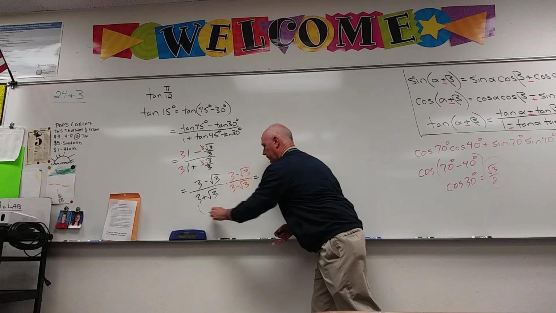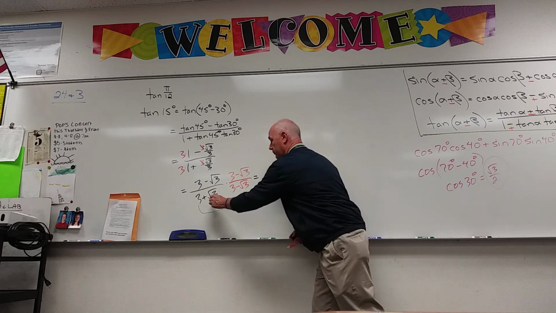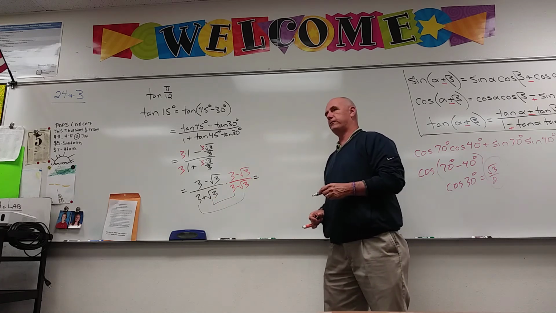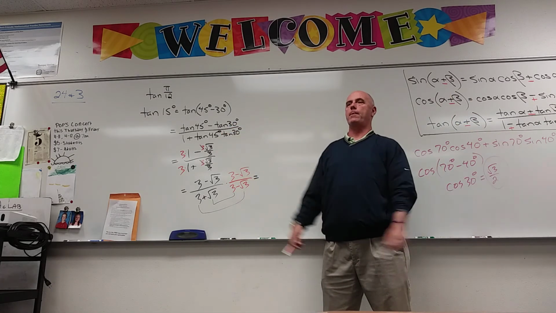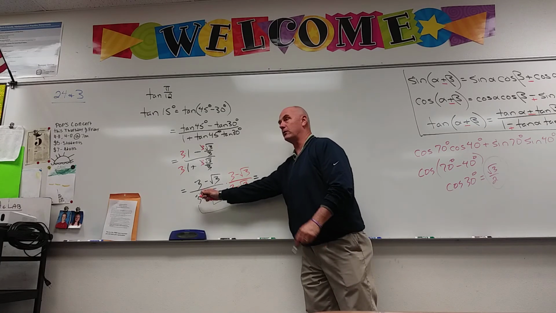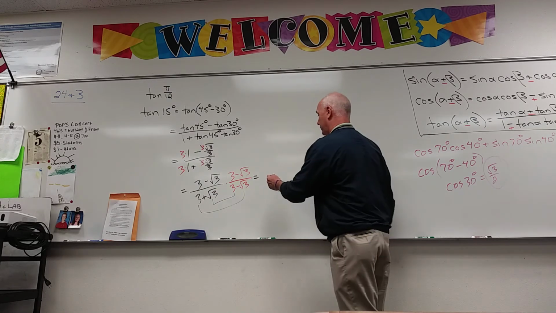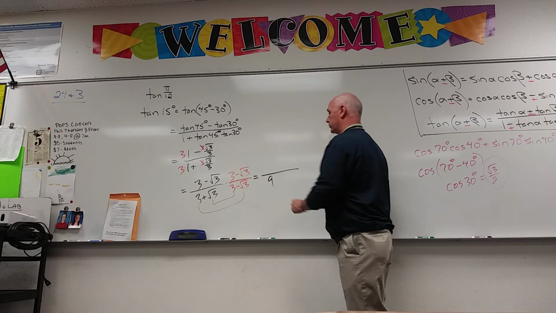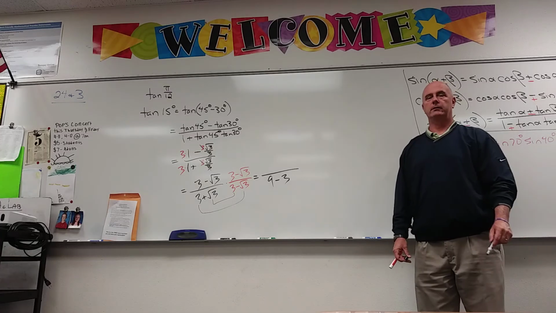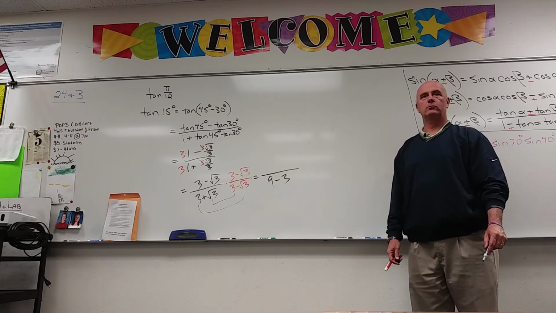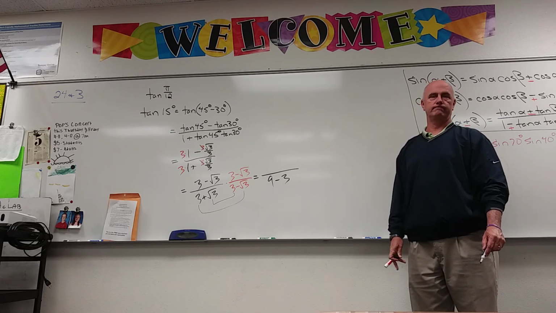When we FOIL here, the outside gives negative 3 root 3, and the inside gives positive 3 root 3. The negative 3 root 3 and the positive 3 root 3 cancel out. So all we have is first and last. When we multiply the first, what do we get? 9. When we multiply the last, what do we get? 3. And so you'll notice that the denominator is 6. We no longer have a radical. And that's why we do that.